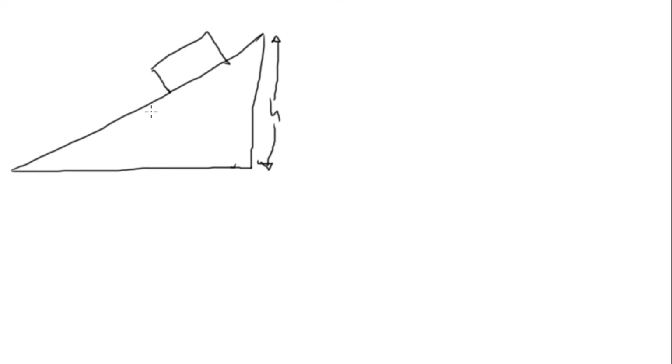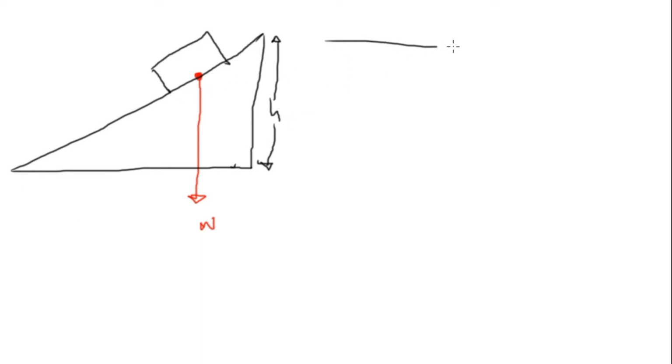Why? Let's consider what happens to the object on the inclined plane. Notice that anytime you place an object on an inclined plane, the object will exert its weight vertically downwards. Now notice that anytime an object exerts its weight vertically downwards on a surface, the surface will also exert an equal but opposite force on the object, which is called the normal force.